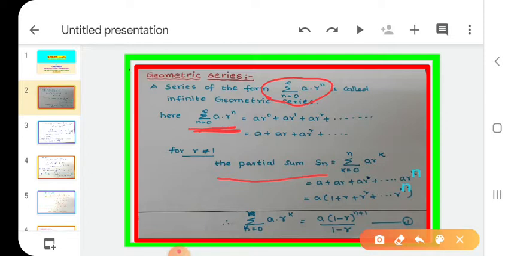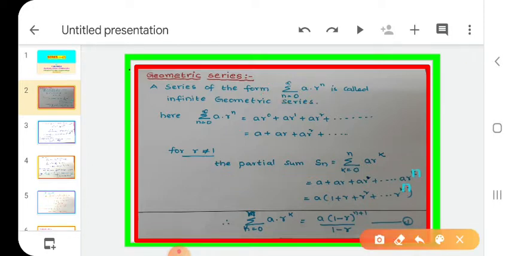Then ar plus ar square and so on. What is the last term? Put k equals n, we get the last term, that is ar power n. So the terms are a plus ar plus ar square and so on, up to ar power n. Now I take a common, and the remaining terms are a into 1 plus r plus r square and so on, up to r power n. These are the terms in that partial sum.